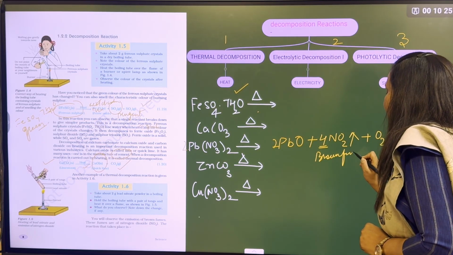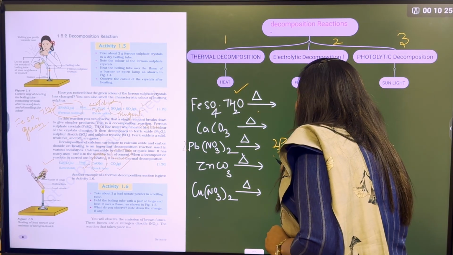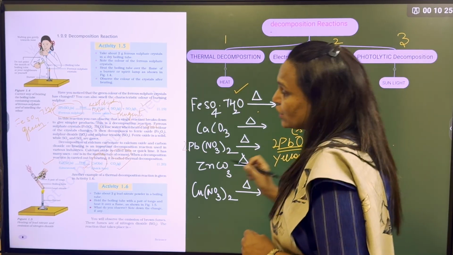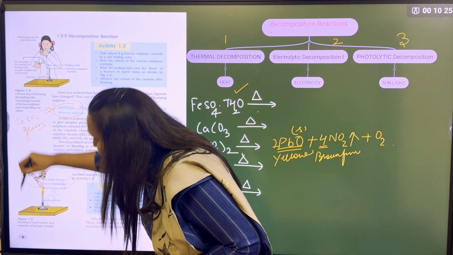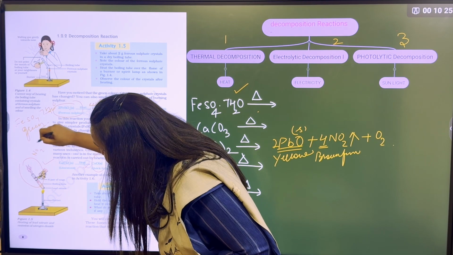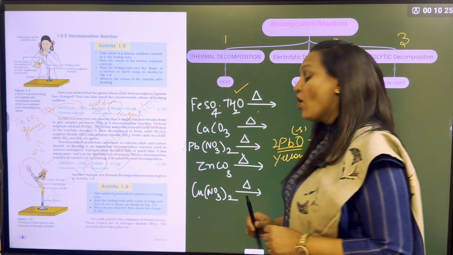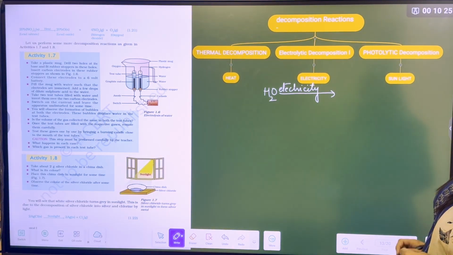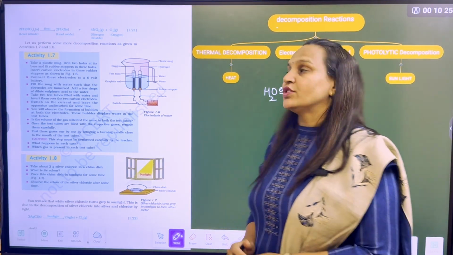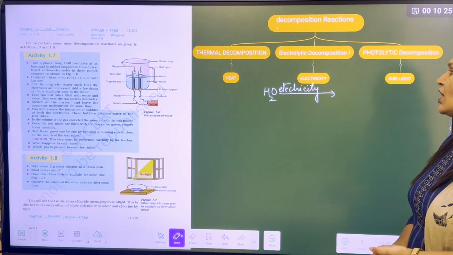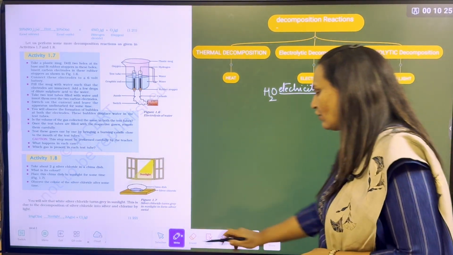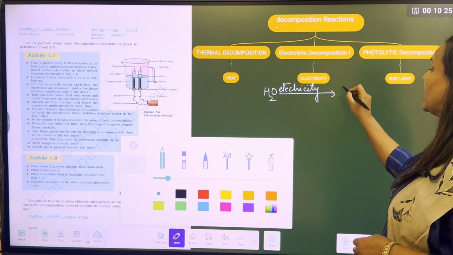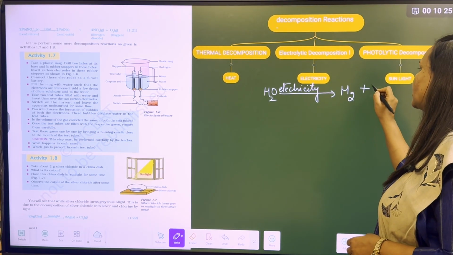And what is the second observation? Lead oxide is a solid which is a yellow color residue. That's why in the picture they have shown you the brown fumes which represent nitrogen dioxide. Hope everybody is clear about this reaction. Then quickly let's go to the next, electrolytic decomposition, which we do for water. When electricity is passed through the water, what happens? Do you remember? It breaks down into hydrogen plus oxygen.